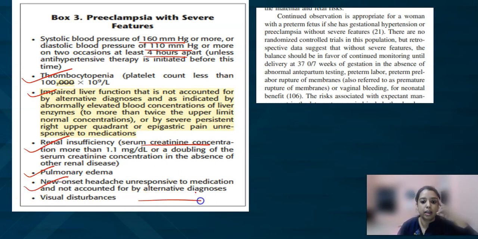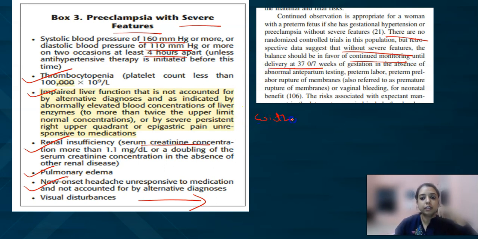It does not include any of the fetal features. Oligo is not there, IUGR is not there. So all the maternal symptoms of thrombocytopenia, abnormal liver test, renal insufficiency, they indicate severe features. Why do we want to know severe features? Because management is different. So what the guidelines said, they have taken it from here, that there are no randomized trials suggesting that without severe features you should not continue monitoring till 37 weeks.